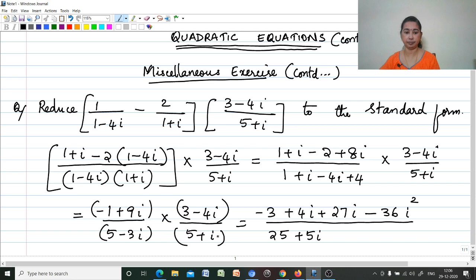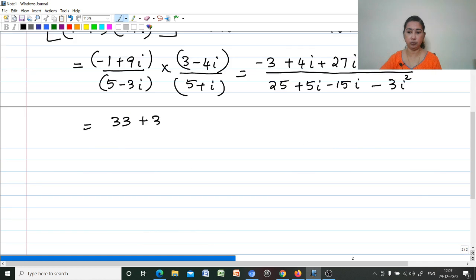In the numerator, 3 minus 36i square means it is plus 36. So minus 3 plus 36, that is 33. Then plus 4i plus 27i is plus 31i, divided by the denominator 25 plus 3, because i square is minus 1, so minus 3i square is plus 3. 25 plus 3 is 28, then minus 10i.